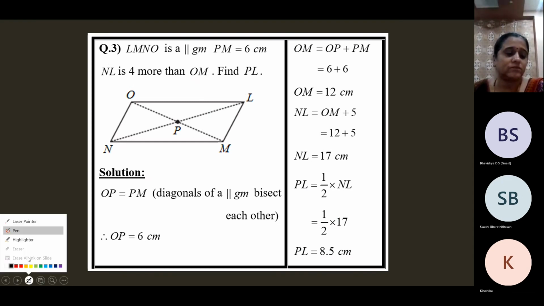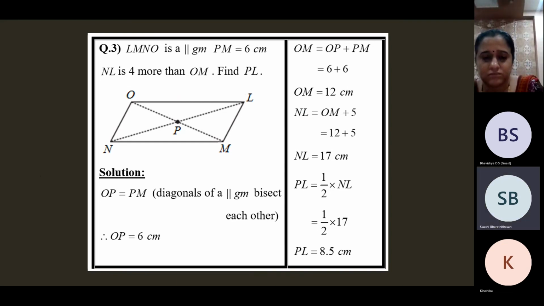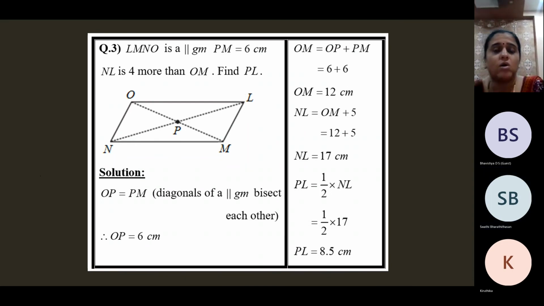Go to the answer, children. Ma'am, the working is wrong here, ma'am. They have given us 12 plus 5. Oh. Not they, I only typed it in 1 minute. LMO's PM is 6. What have I written? OM.